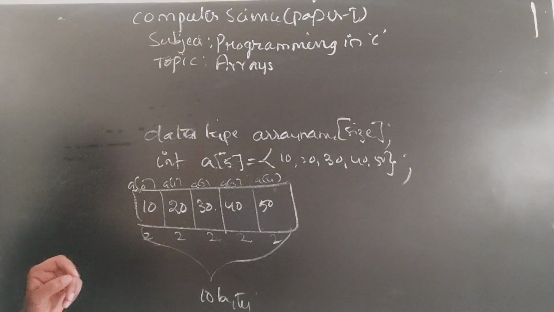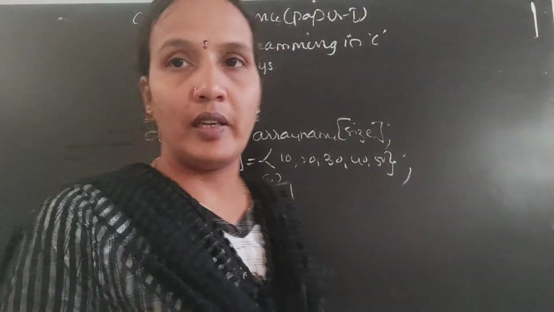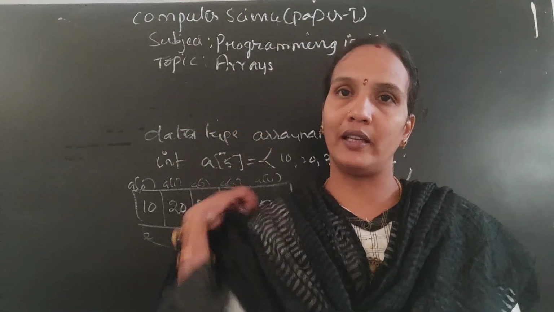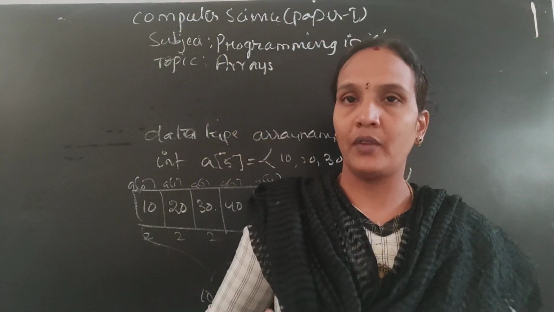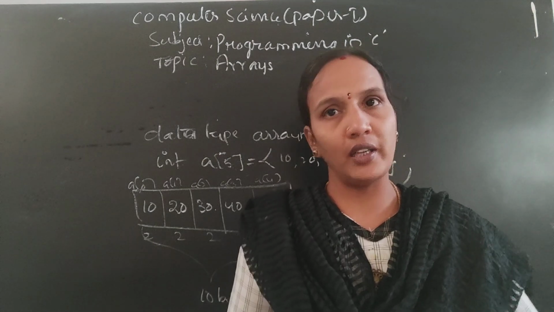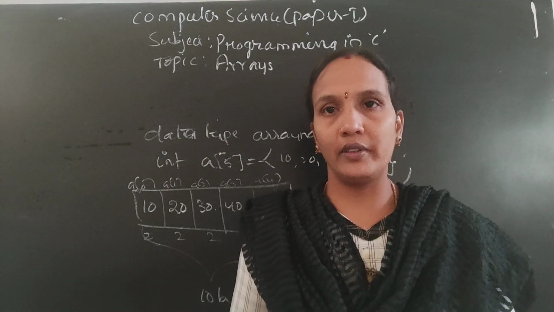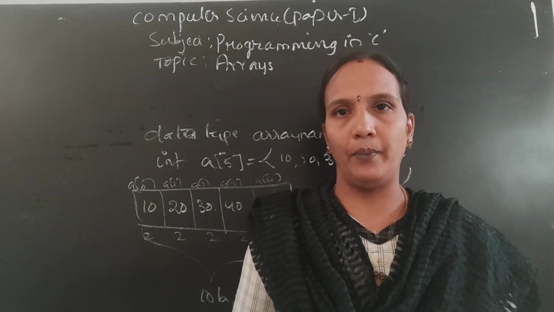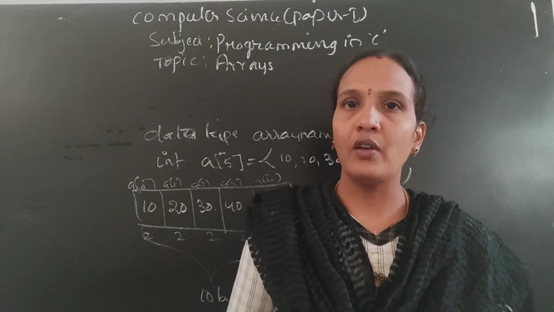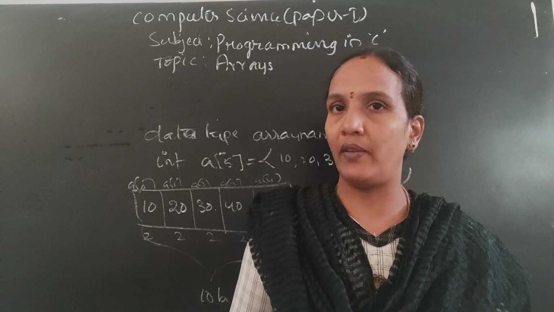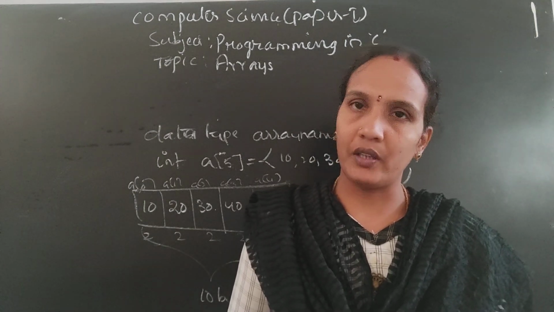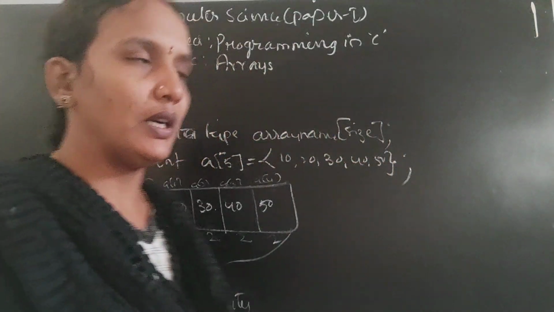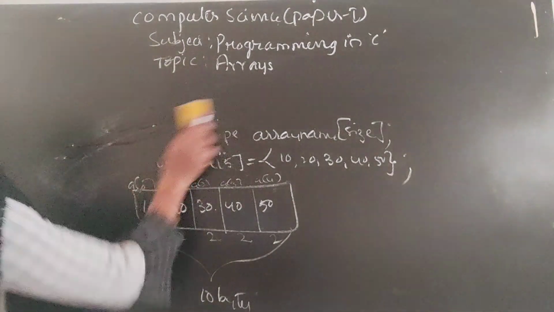So from a memory point of view, declaring 5 variables, or declaring those 5 variables with the help of an array with 5 elements, the memory is the same. The only thing is that the 5 elements are identified with a single name. This is about the one-dimensional array.